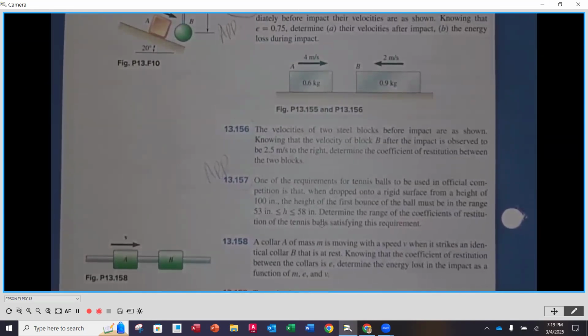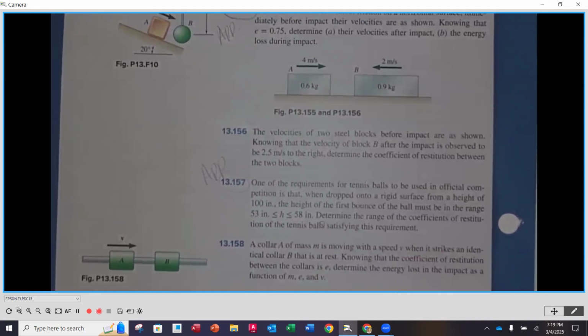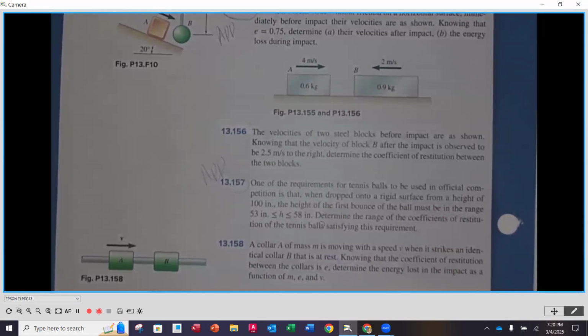It says one of the requirements of a tennis ball to be used in official competition is that when dropped onto a rigid surface from a height of 100 inches, the height of the first bounce must be between 53 and 58 inches, okay? You want to determine the range of the coefficient of restitution values that a tennis ball meeting those requirements is going to have, okay? So that is the second problem on this page.